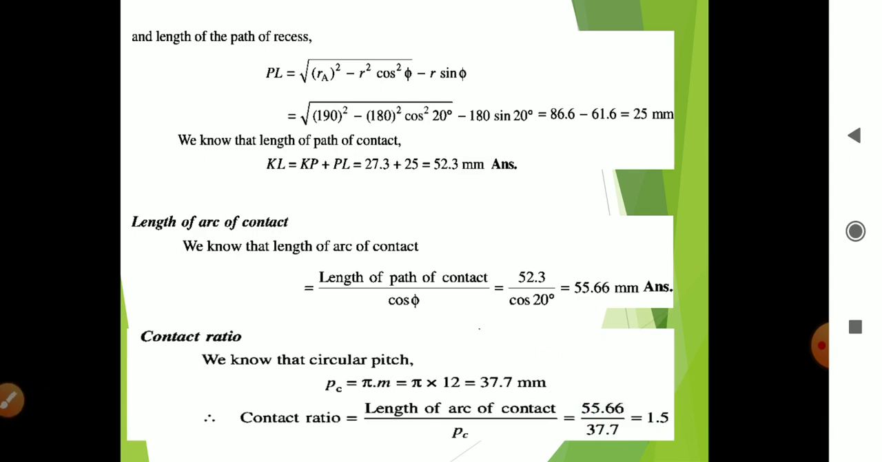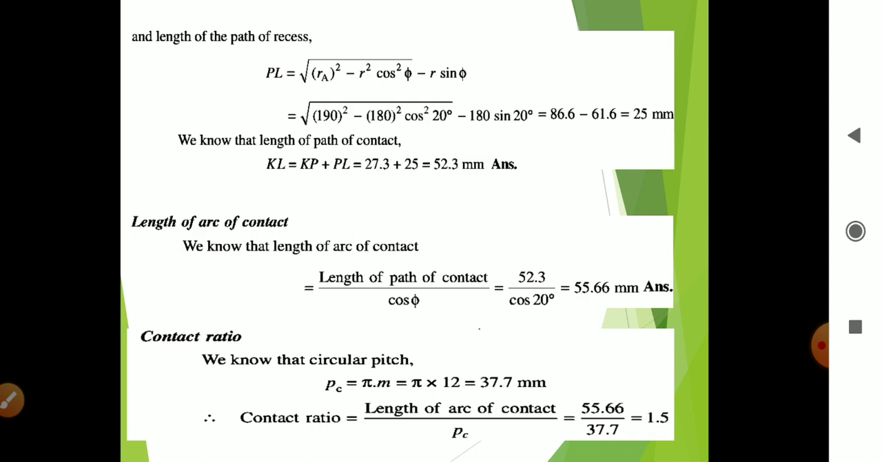For the contact ratio, we must find the circular pitch. The circular pitch is pi into m. Pi has the standard value, and m is the module, which is given in the problem. So PC is equal to pi into m. Put pi as the standard 3.142, into m, which is 12. So we got the value of PC as 37.7 mm.